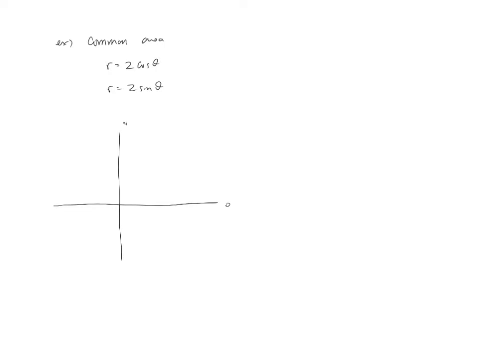I've got my 0, my pi over 2. Here's going to be the sine circle, and then here's going to be the cosine circle. And we're going to be looking into the common area, so that's going to be this part right here. Okay, that's going to be the region now that we're going to find the area of. So when we talk about, again, sweeping through this, we'll start here, looks like at 0, and we'll continue to sweep through.